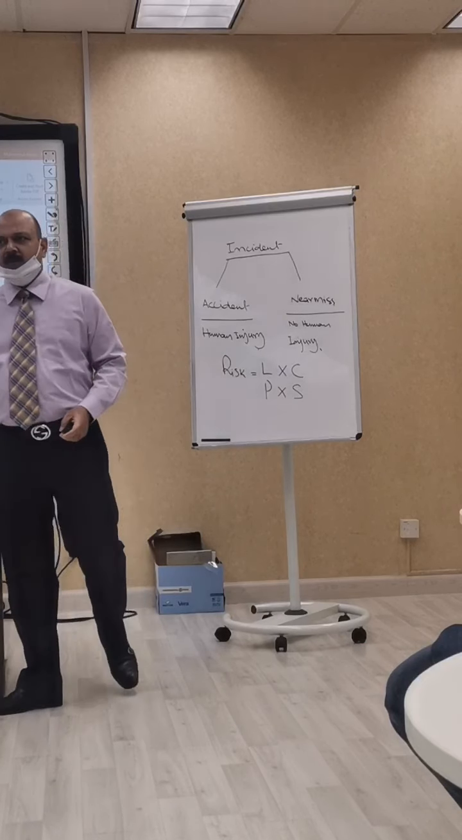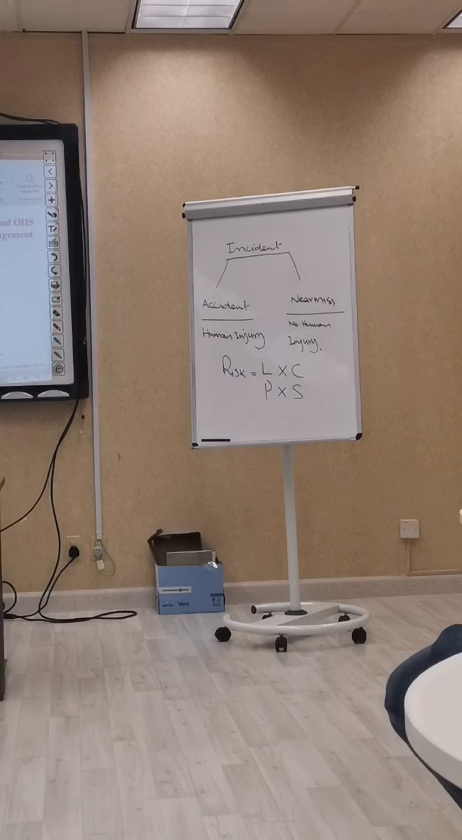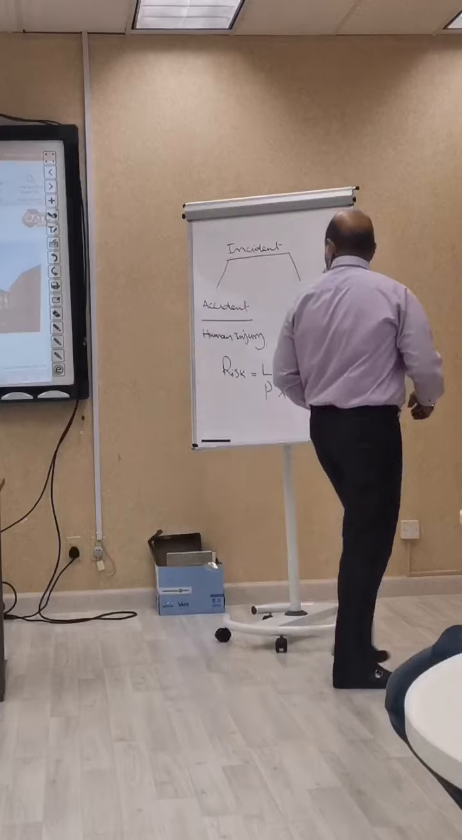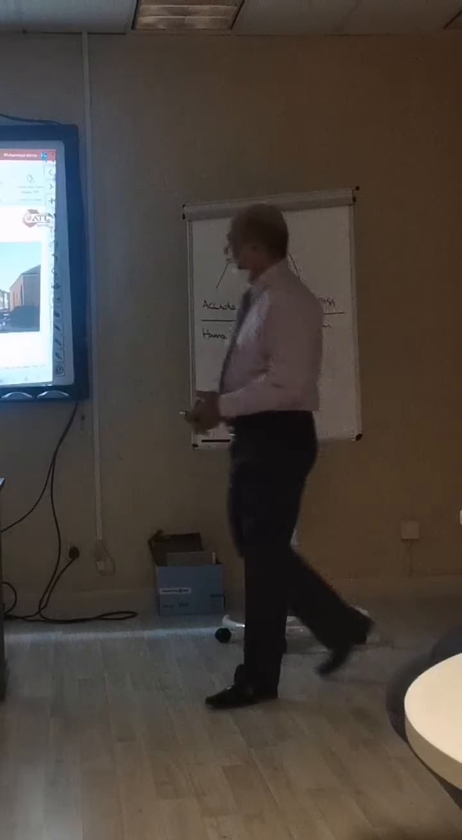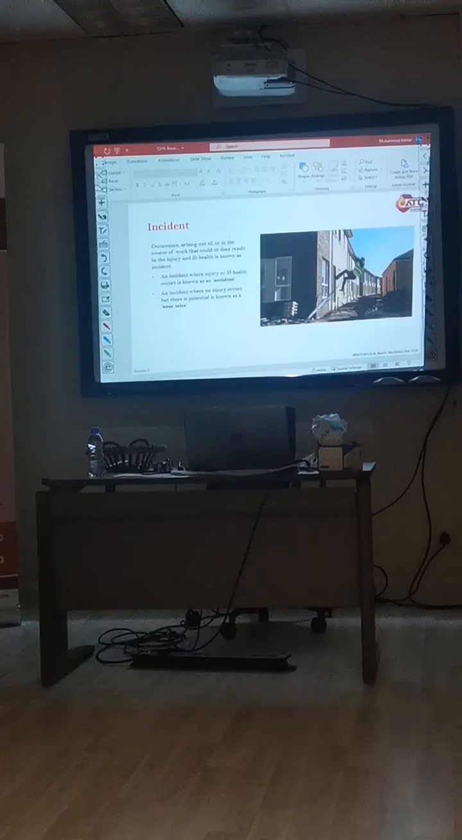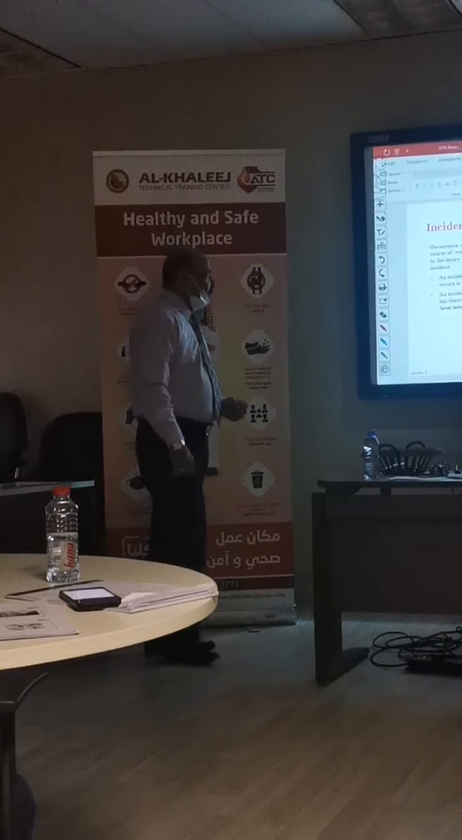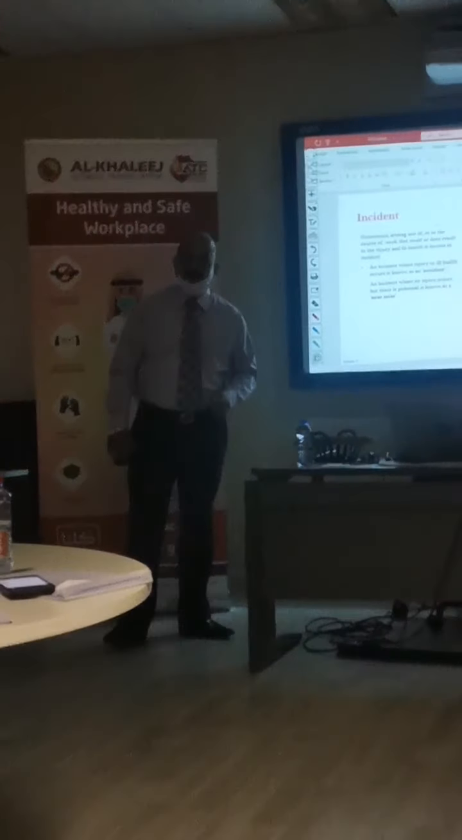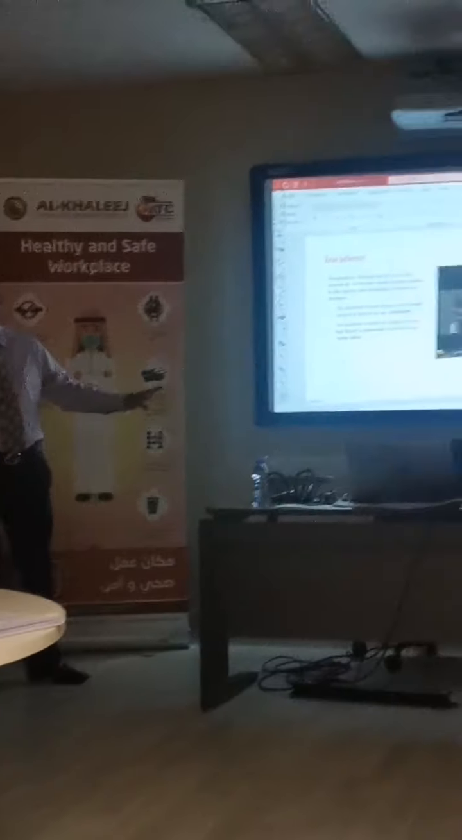So this clause is now related to hazard and risk assessment, clause number 6.1.2. Okay, injuries and ill health. You understand what injury and ill health are. Incident, this is the definition according to ISO: an occurrence arising out of or in the course of work that could or does result in injury and ill health is known as an incident. An incident where injury or ill health occurs is an accident. And an incident where no injury occurs but there is a potential is known as near miss. This is the definition according to this standard.